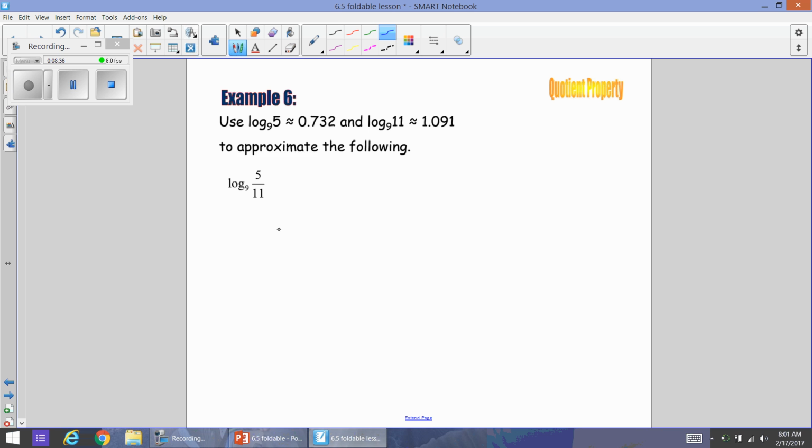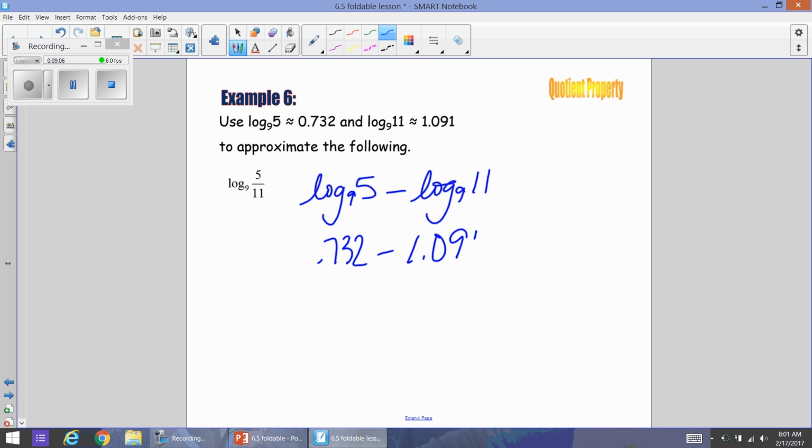Okay, over here we have log base 9 of 5 and log base 9 of 11. They want us to approximate log base 9 of 5 divided by 11. So what that is, is log base 9 of 5 minus log base 9 of 11. Just like that. Okay, so plug in your values. You have 0.732 minus 1.091, and that is negative 0.359.